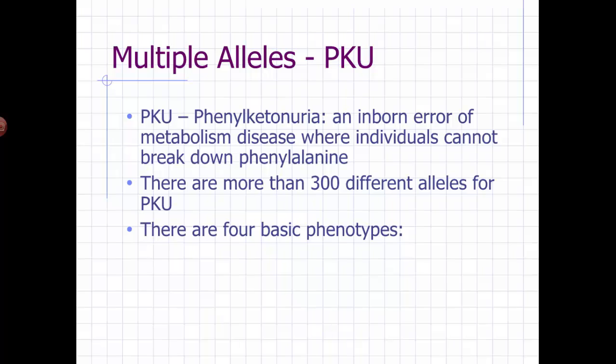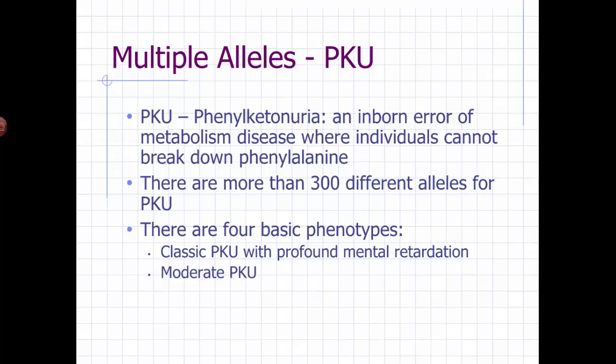There are 4 basic phenotypes that you'll find. Classic PKU. The gene is so broken that the enzyme is never formed. The individual builds phenylalanine in their brain before they're even born. And those individuals with classic PKU are born with profound mental retardation. Often they don't live very long. There's moderate PKU where the mental effects are somewhat less than classic PKU, but still there.